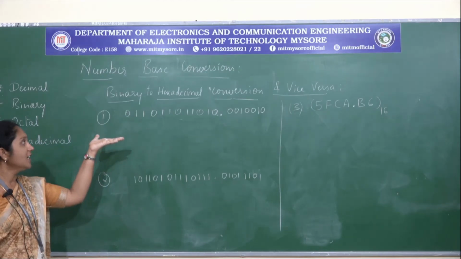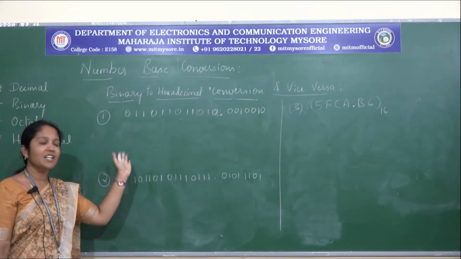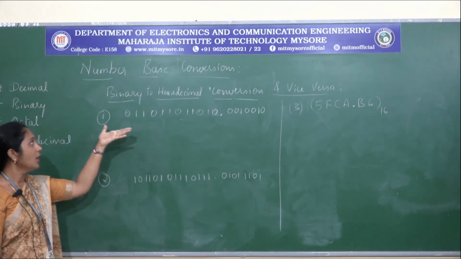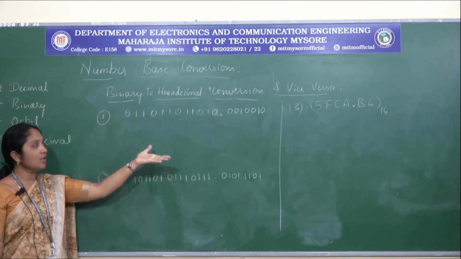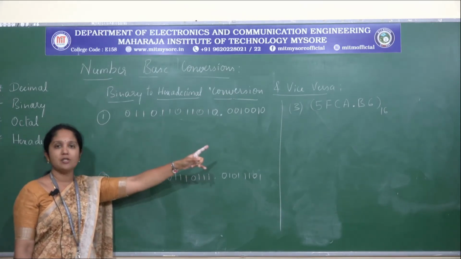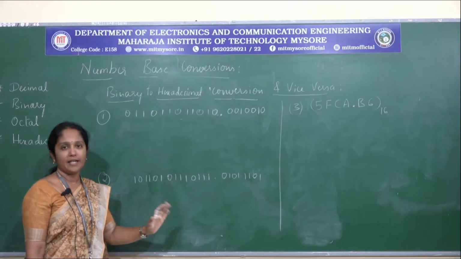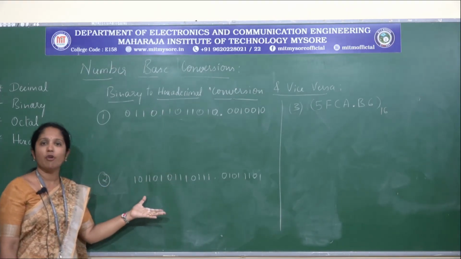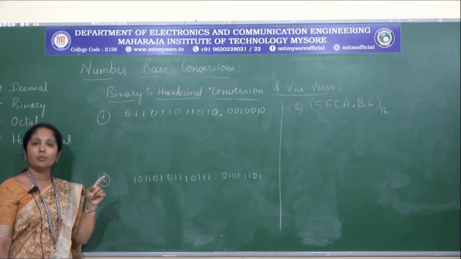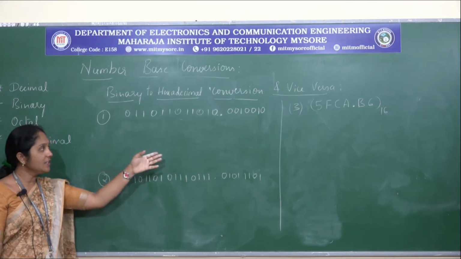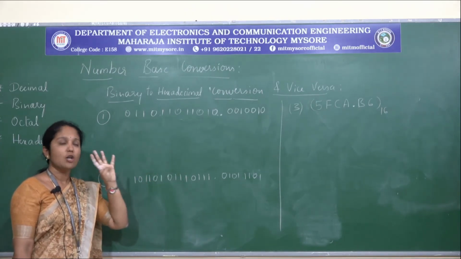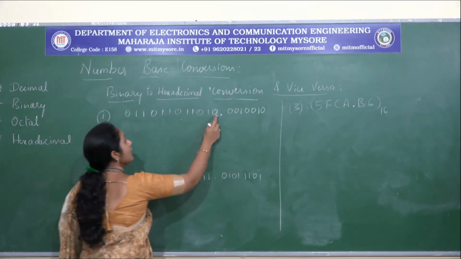Now let us consider the next conversion, that is binary to hexadecimal conversion and vice versa. For that I have taken 3 examples here: 2 for converting from binary to hexadecimal and 1 example to convert hexadecimal to binary. Let us understand the procedure for converting the binary number to hexadecimal. As I said earlier, in this case we are supposed to make a group of 4 digits. Now let me start from here.